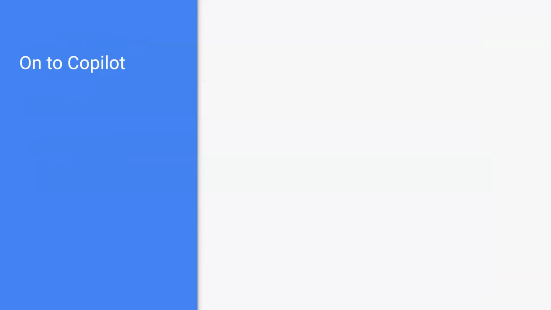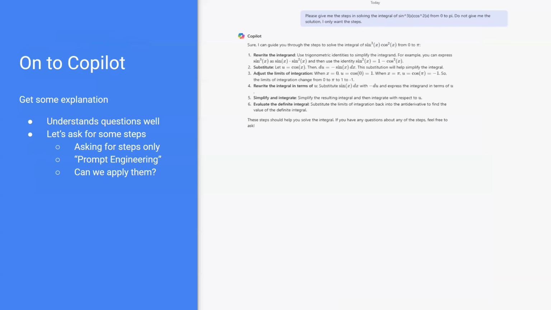All right, next we'll turn to Copilot for a more detailed explanation. Copilot is effective at understanding questions and providing step-by-step solutions. We'll focus on asking for steps only. As we will see later, this is an example of prompt engineering, which involves crafting our questions carefully to get the most useful responses. All right, so let's look at this response that Copilot gave us.